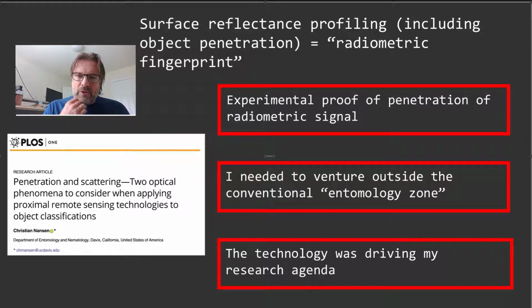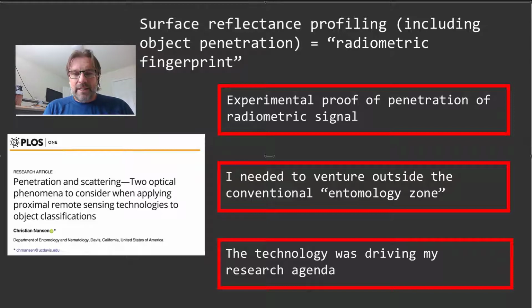And the second take-home message I want to bring up is that because I was using a cutting edge technology, I had to venture outside the conventional entomology zone. I had to accept that I needed to go outside the comfort zone of where I am as an entomologist. That was clearly needed, and I think we are seeing that more and more across entomological disciplines, that people, because of what they do, have to go in different directions and venture out and work with economists or programmers or engineers or others, in ways that we haven't seen much of in the past, but we will see more and more of. And finally, this whole study was clearly driven by the technology.